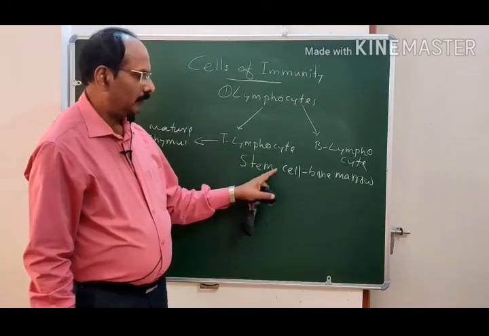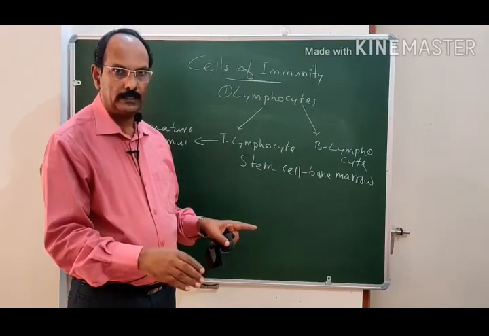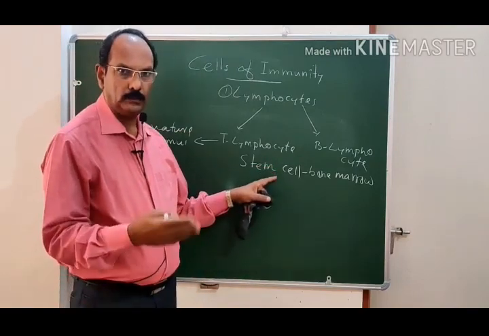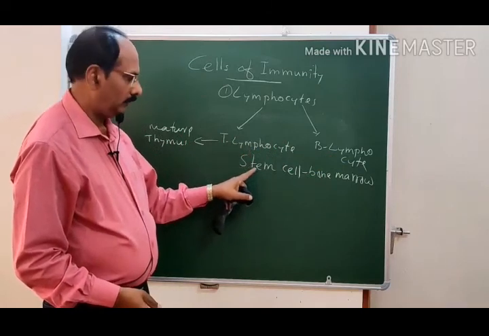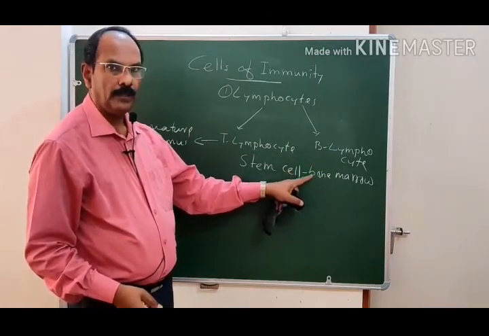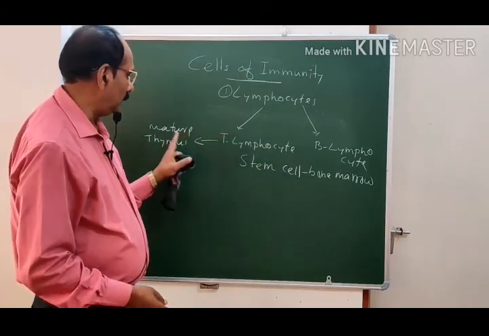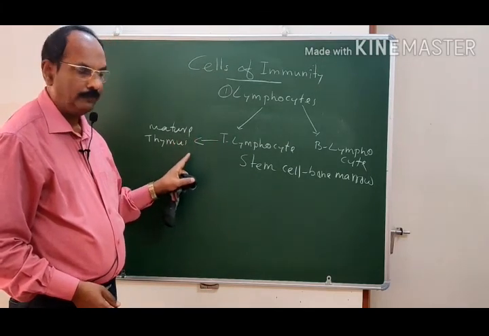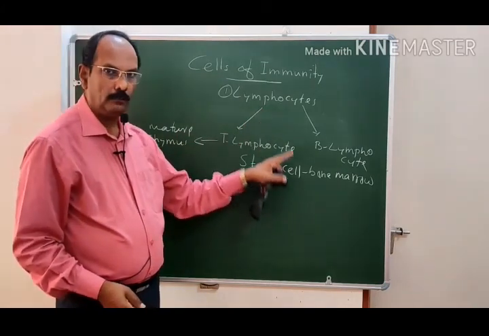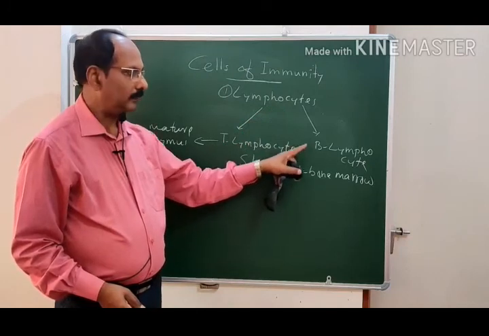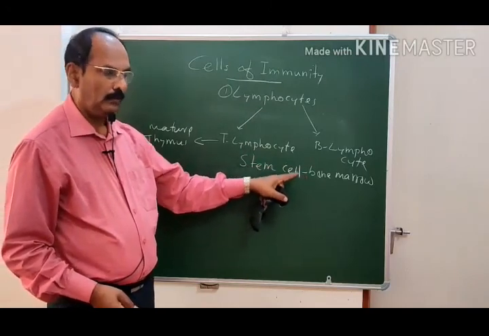At the same time, during the multiplication of the stem cells, some of the cells remain in the bone marrow itself, and there they become mature, and that is known as a B lymphocyte. So both the B lymphocyte and the T lymphocyte are produced from the stem cell present in the bone marrow. Those destined to become T lymphocytes migrate to the thymus gland and mature there, and those remaining in the bone marrow mature there as B lymphocytes.